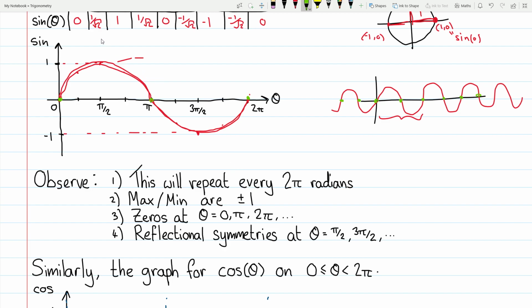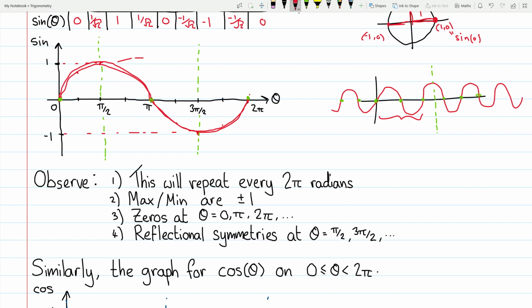What do I mean by this? Well, if you just draw a line down here, notice how you can reflect the graph over the line, and it doesn't do anything. It's symmetric about this line. And the same is true here. In fact, if you reflect over any maximum or minimum, the graph remains unchanged. It's a symmetry. So we have reflectional symmetries at these points.